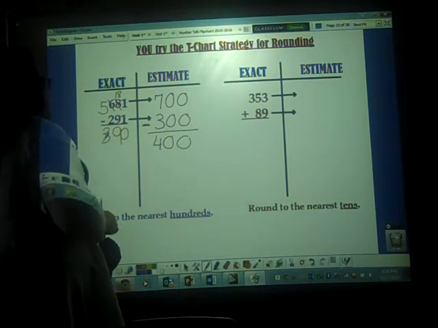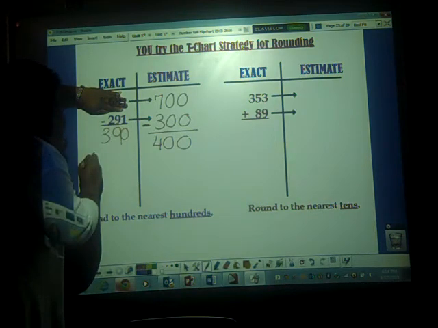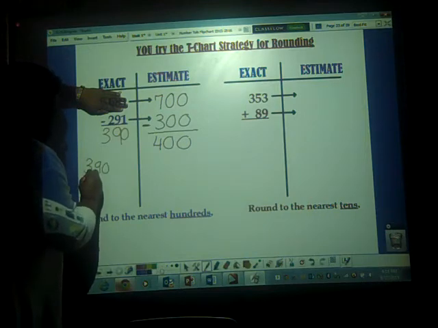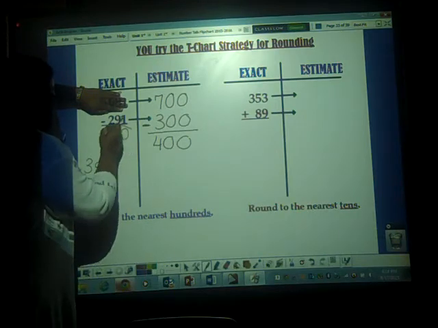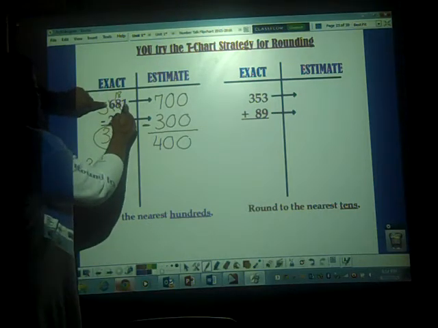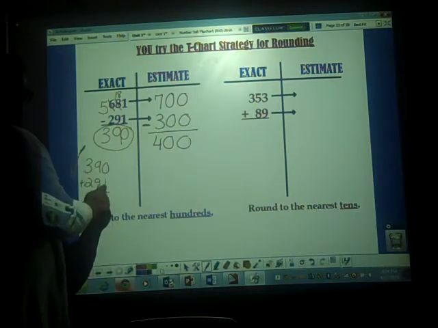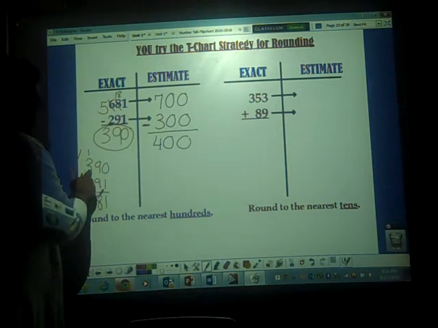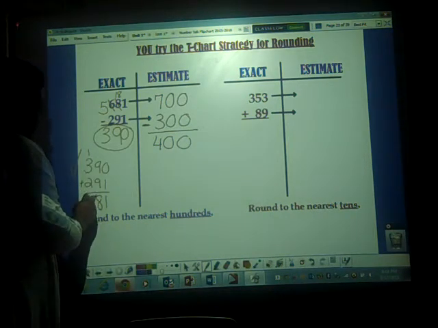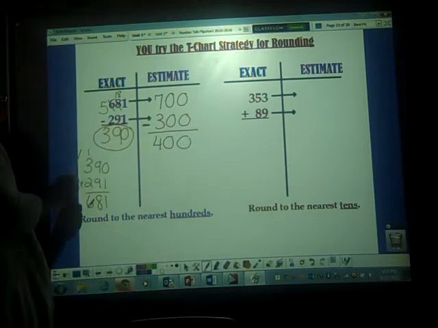So I have 390. I'm going to check by adding 291 plus 390. To know that I got my answer, my difference right here, I have to get this as my sum. And that's how I'm checking it. 0 plus 1 is 1, 9 plus 9 is 18, 3 plus 2 is 5, plus 1 is 6. So I got 681, 681, so check. So that difference is correct.